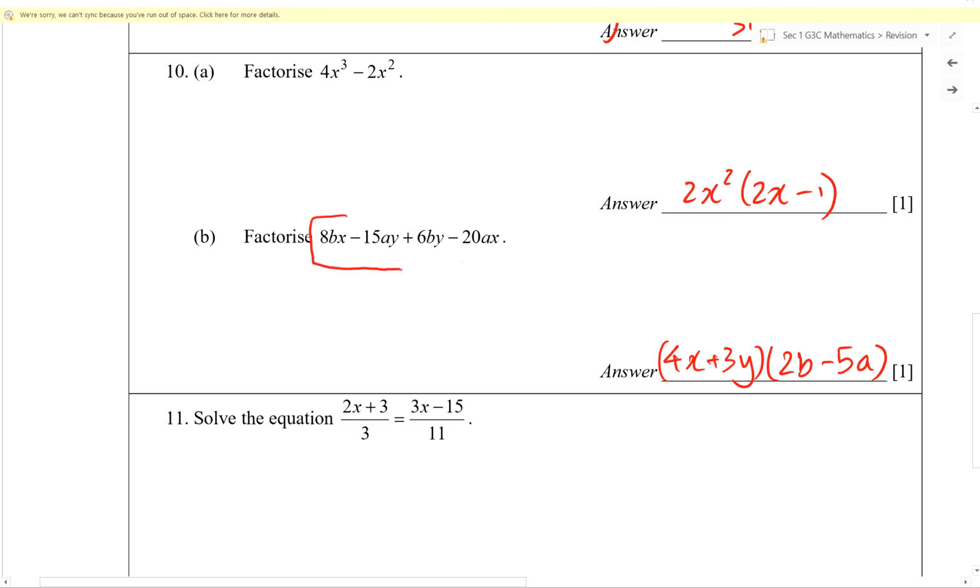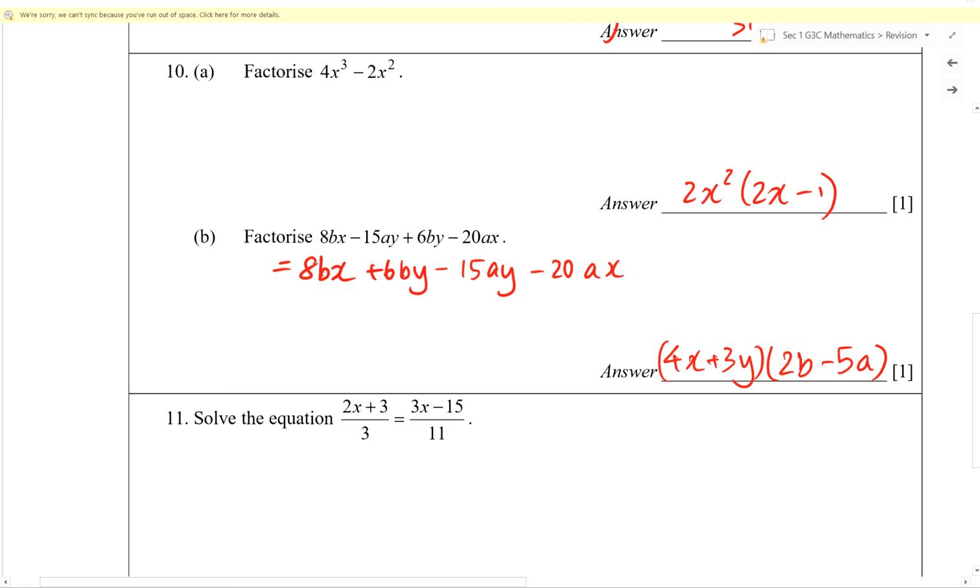Let us group 8bx and 6by. Positive 6by, okay? I am including the positive 6by. Then the other pair must be negative 15ay minus 20ax. So you can group them yourself. If you like, you can rewrite it as 8bx plus 6by minus 15ay minus 20ax.